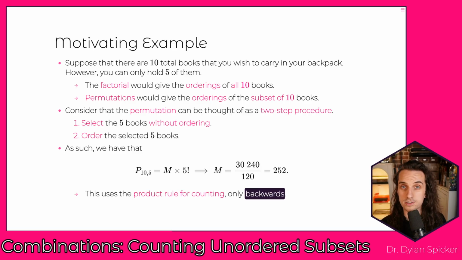Okay? This is using our product rule for counting, but we're using it in reverse, right? We're not knowing all of our orders. We know the total number, right? So we know our total number over here, and we know different numbers throughout the procedure, but we're solving for one of our unknowns, okay? And so that's how we're using our product rule for counting here.